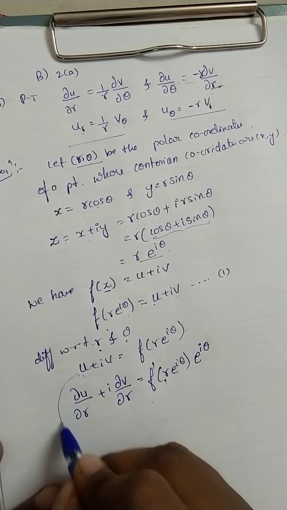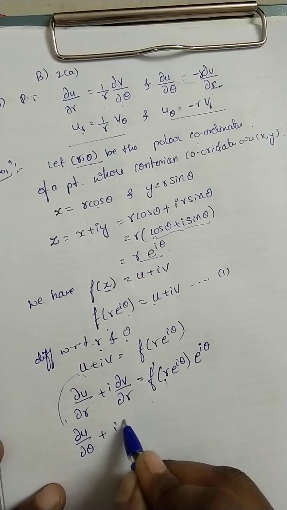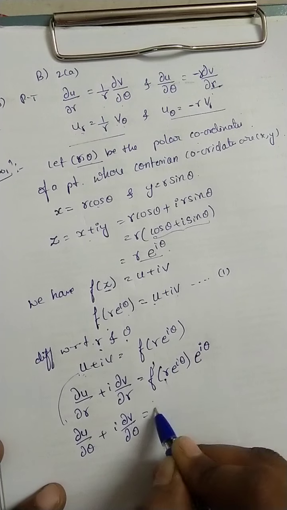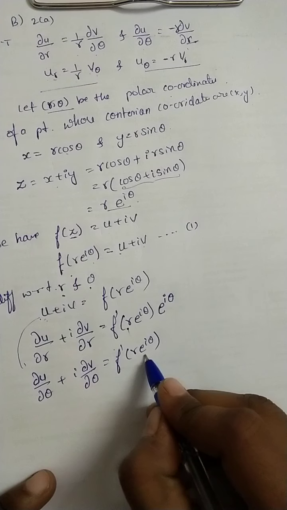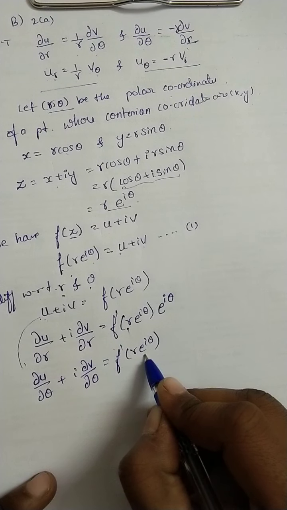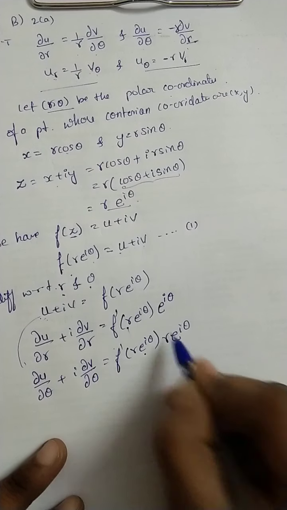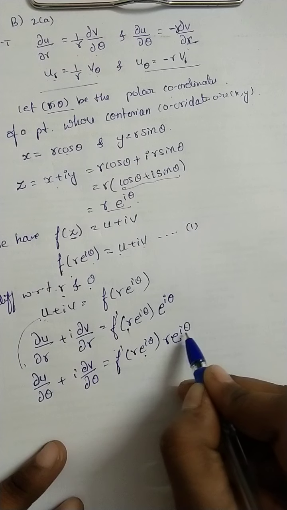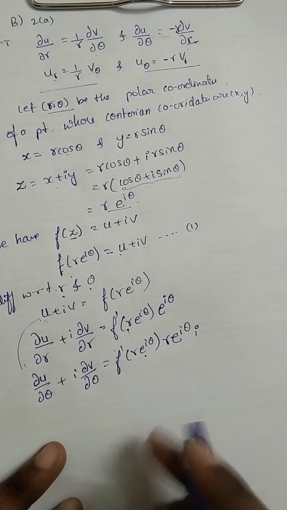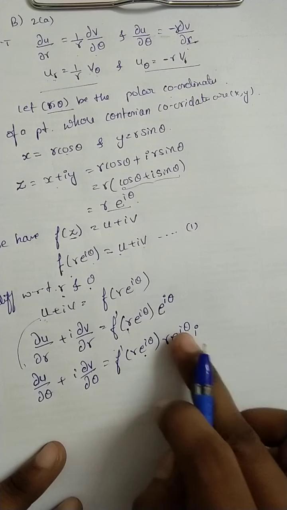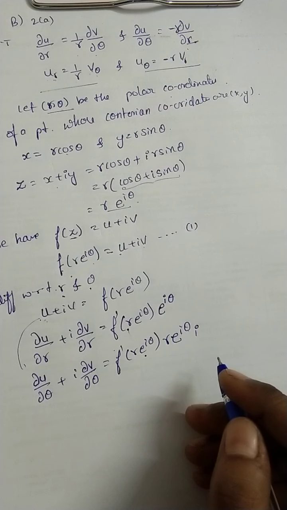Now we differentiate this equation with respect to θ. We have f dash of r e to the power iθ. Differentiation of e to the power iθ is e to the power iθ only, and this r we write as it is. The differentiation of iθ gives i, since the differentiation of θ is 1, so we write i as it is. So this is the next equation.